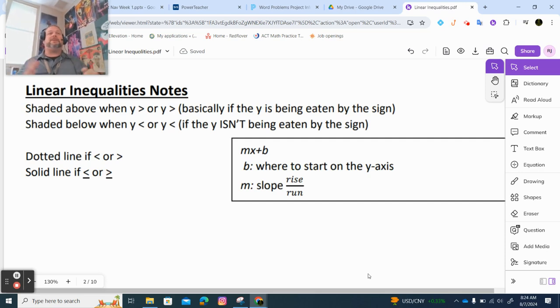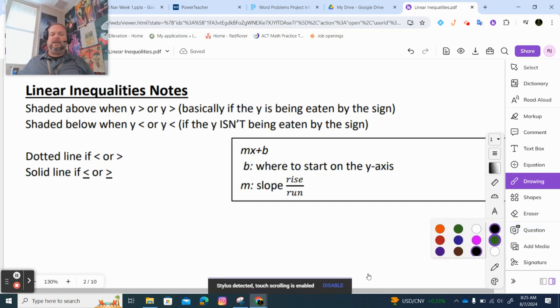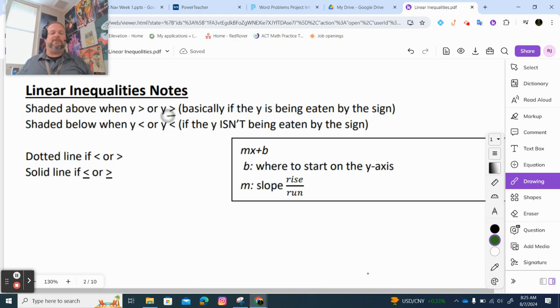Now, because I am the uniquest of unique teachers, this is how I teach this type of stuff. These definitions don't make sense till we start graphing them. Here's the deal. Y'all know how we have been shading left and right? It's shaded above. Well, this is supposed to have a line underneath it. I don't know why it doesn't. And this is supposed to have a line underneath it. All right, so it's shaded above when it looks like this.